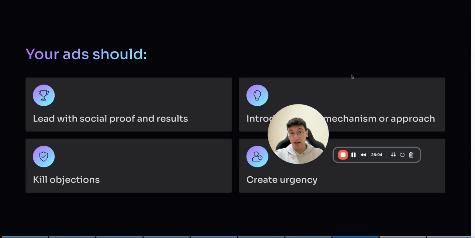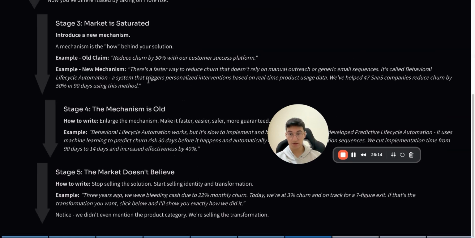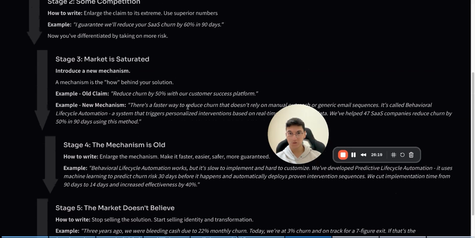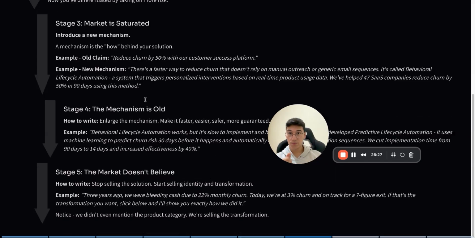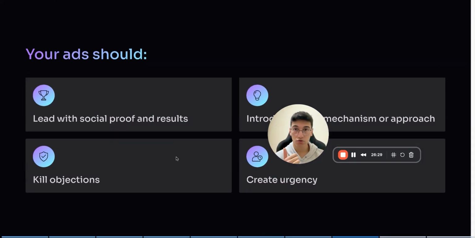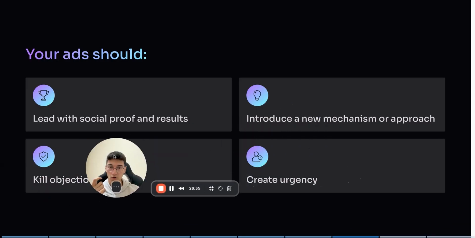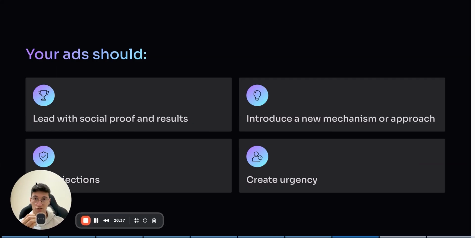Now, you need to understand sophistication and awareness work together. They go hand in hand. And most B2B SaaS companies are at awareness stage 4, product awareness, and sophistication stage 3 or 4. So they need new mechanisms, they need better mechanisms, which means your ads should lead with social proof and results and introduce new mechanisms or approach and kill objections and also create urgency.